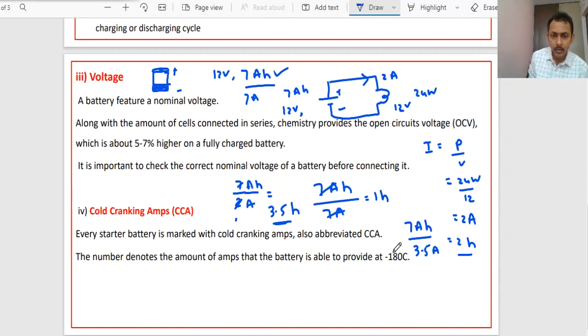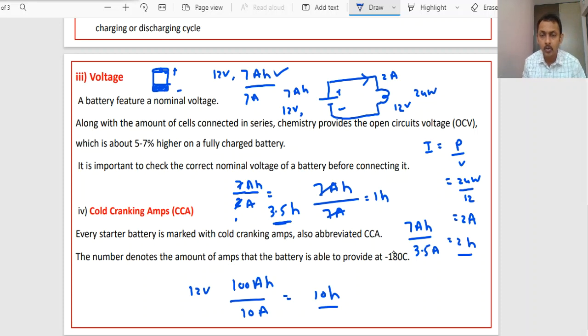Now, for example, if you have the same 12 volts battery, but a 100Ah battery, and your load is connected which is drawing some 10 amperes, then this battery will work for 10 hours. Like that we have to understand, right?